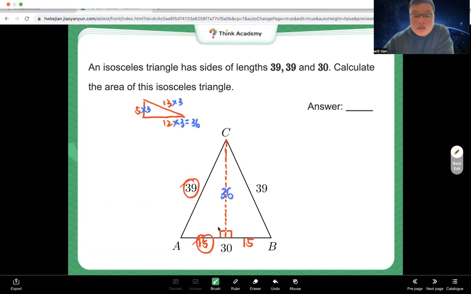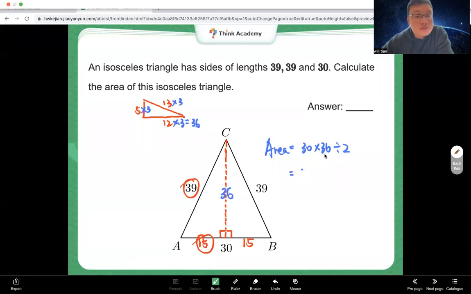Once you get the height, you can get the area. It asks you about the area. Then the area equals the base, which is 30, times by 36, the base times by the height, and then divided by 2, which is, guess what number? 540 divided by 2 is 270.